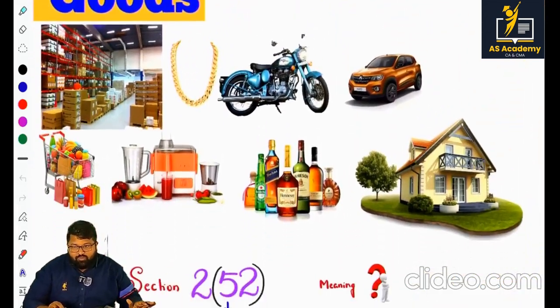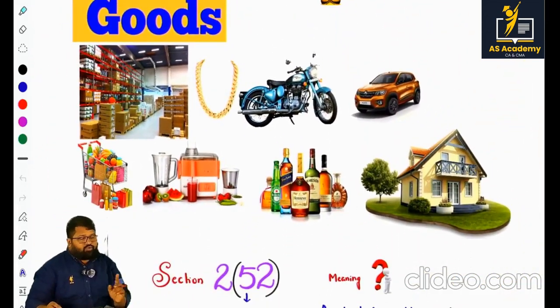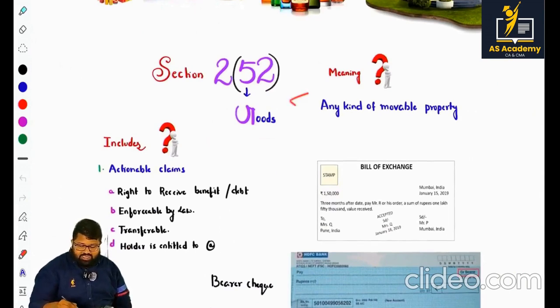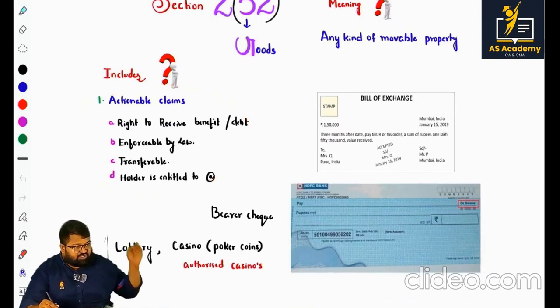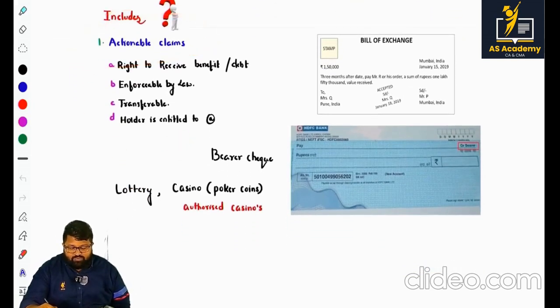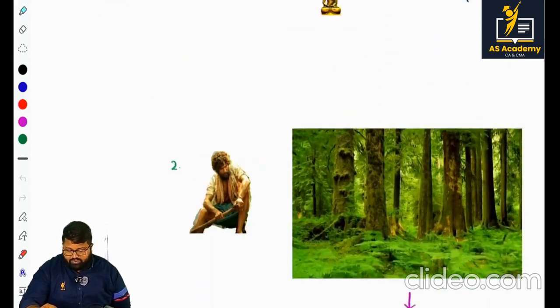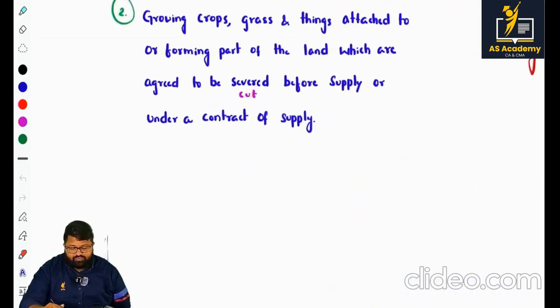What is the definition of goods? Movable property. Any kind of movable property includes what? Actionable claims. Sir, that definition is different. The Sale of Goods Act definition is different. What are the two examples of actionable claims? Bearer cheque and lottery, those things. Okay. Next, what are the other things?